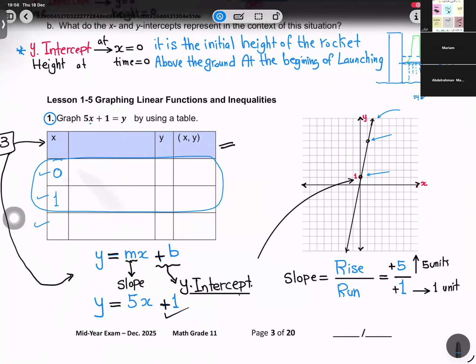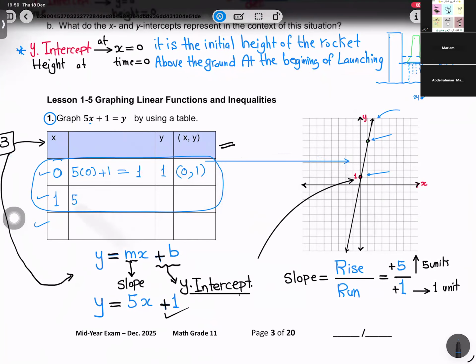We will replace x by 0 to know the y. It will be 5 times 0 plus 1, which is 1. So the y is 1. So the point is (0, 1). This is the first point we have plotted, the y-intercept.